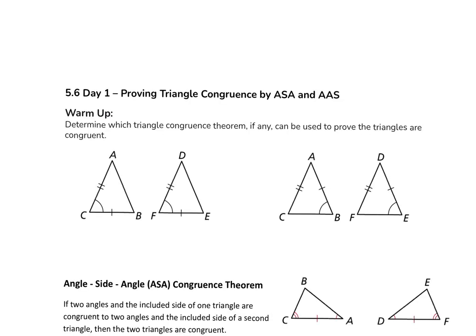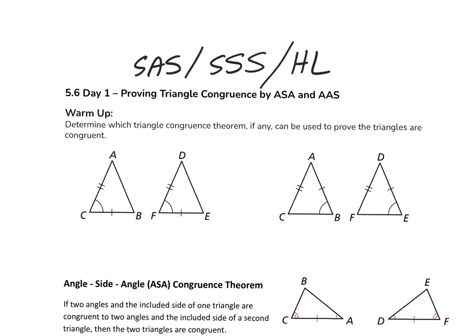Are these triangles congruent? We have side, angle, side. We have side, side, side. And we have now the HL theorem. Okay, so if I'm going to prove that either one of these are congruent, I've got to use one of those three. So look at those pairs and see what you think.